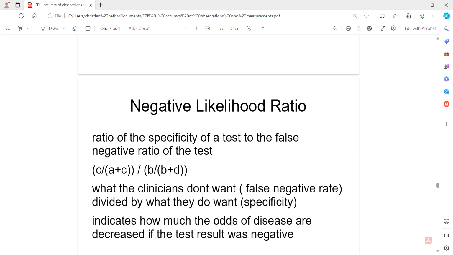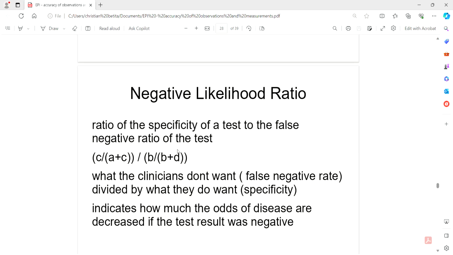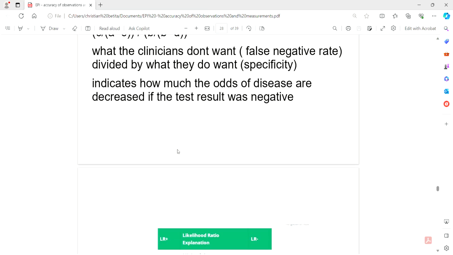Negative likelihood ratio is the ratio of the false negative rate of a test to the specificity of the test. And it's given by the formula C over A plus C all over D over B plus D. It's what the clinicians don't want, which is a false negative rate, divided by what they do want, which is the specificity. It indicates how much the odds of the disease are decreased if the test result was negative.